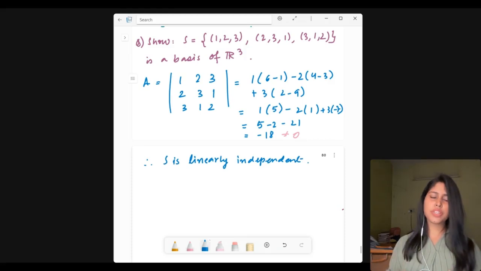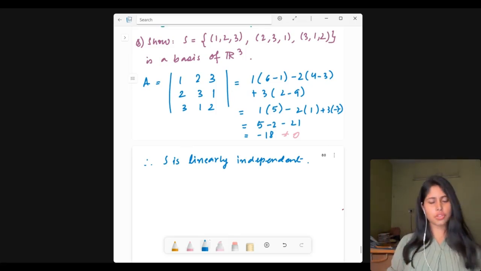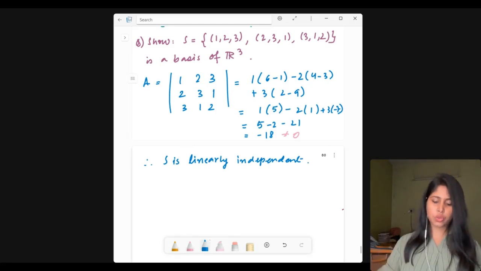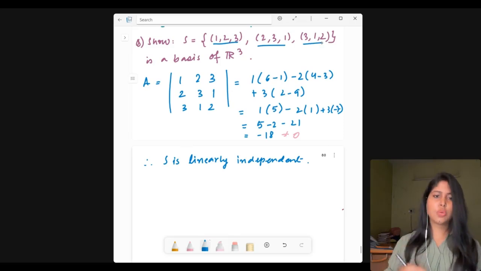And here, next step is what? Next step we need to write that let x is equal to (a, b, c), which belongs to R3, where for any vector a, b, and c belong to R. Then we will say that (a, b, c) is equal to r1 times the first vector, r2 times this vector, r3 times this vector, right?